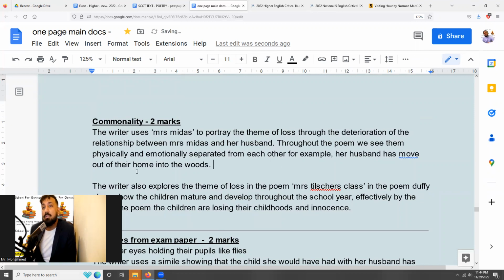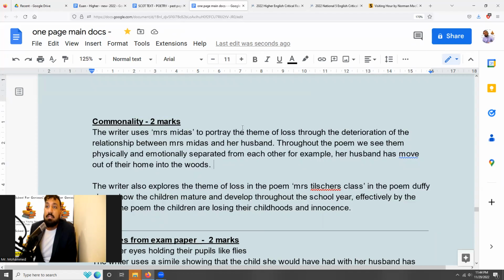Okay, so the question was, how does the writer portray the theme of loss? How do you see the theme of loss in the poems? So she has chosen Mrs Midas, that was the extract, that's the one on the exam paper. And she chose Mrs Tilsher's class, and that was the one not on the exam paper, the one she had quotes memorized for.